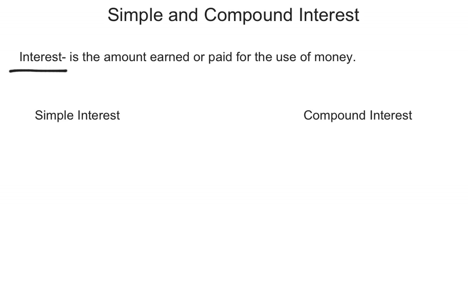If I'm going to take out a loan from the bank to buy a house, let's just say I'm going to take a loan out for $100,000. Well, when I pay that money back, I don't just have to pay $100,000 back. I also have to pay the bank back a little bit extra because I'm using their money to do it.